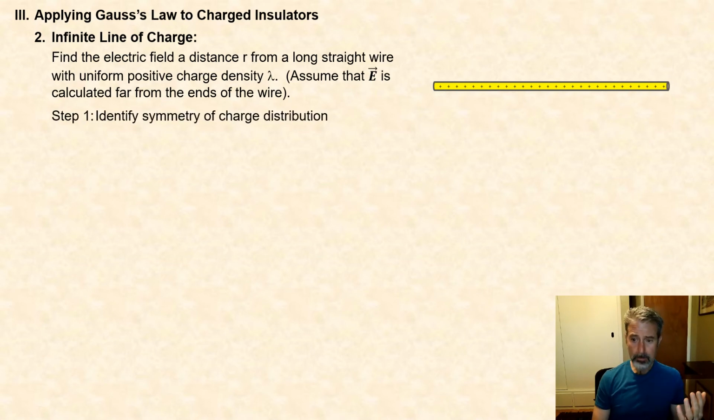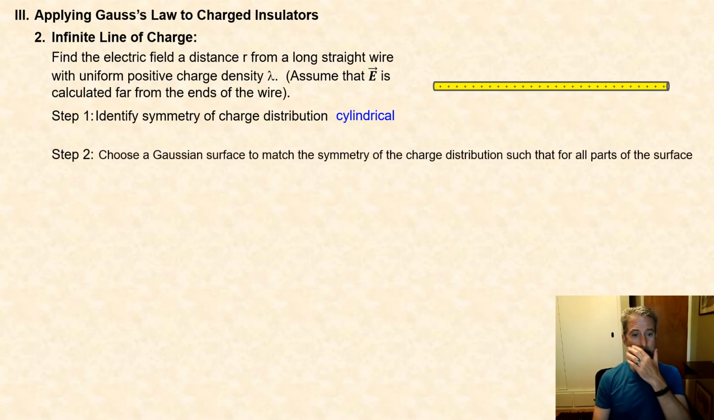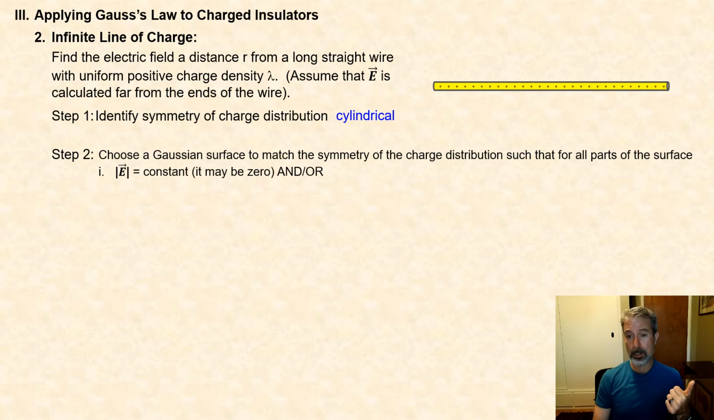So identify the symmetry of the charge distribution. It's cylindrical. It's a right circular cylinder. We're going to choose a Gaussian surface to match the symmetry of the charge distribution, such that the electric field is either constant on all parts of the surface, or, if the electric field is not constant, it contributes no flux. The electric field doesn't actually penetrate that part of the surface.